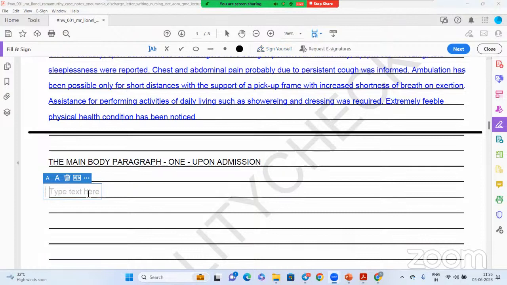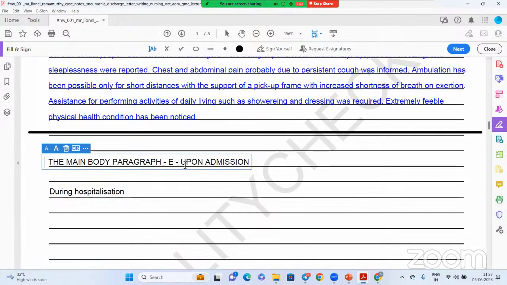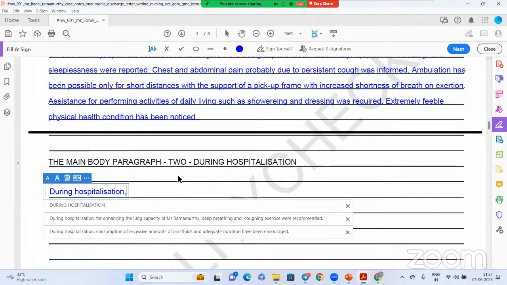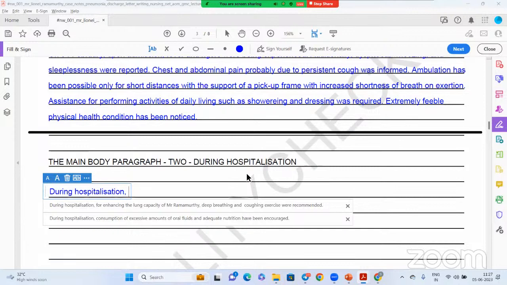During hospitalization, so body paragraph two, so it is during hospitalization, yeah, during hospitalization, comma. Okay, during hospitalization, right, now, how his condition is. Now, during hospitalization, where do you get the information?